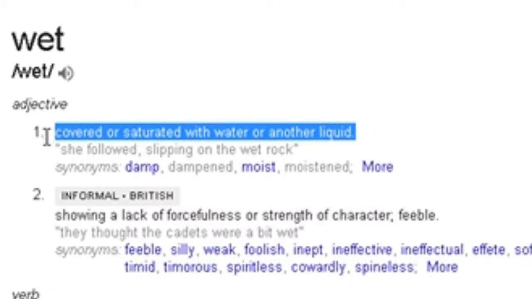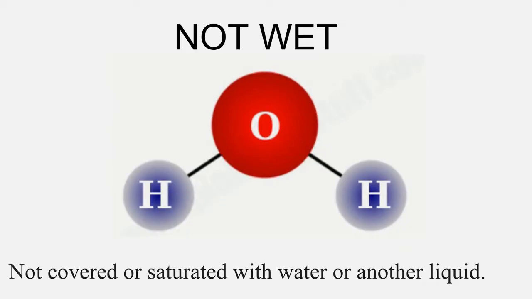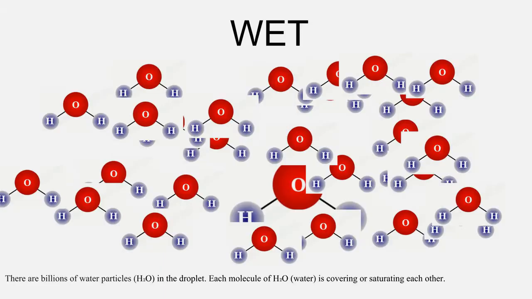Wet means covered or saturated with water or another liquid. A single particle of water is not covered or saturated with water or another liquid. Therefore, a single water particle is not wet. However, a droplet of water is wet.